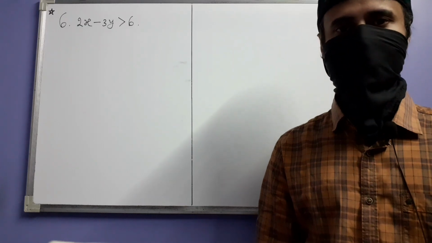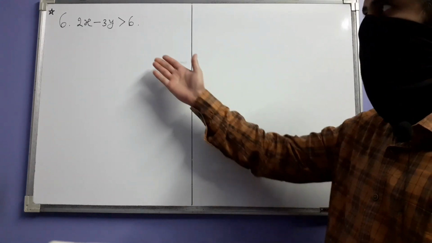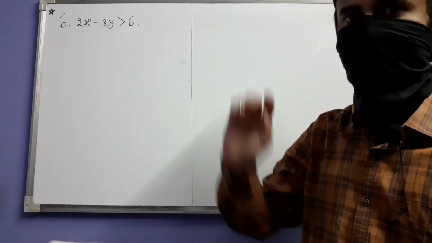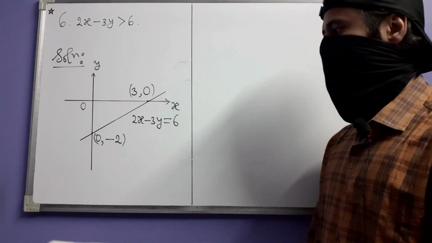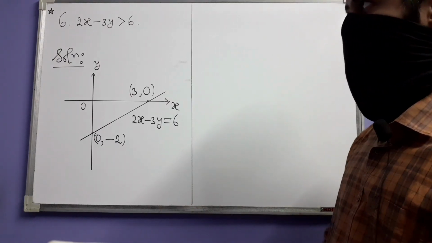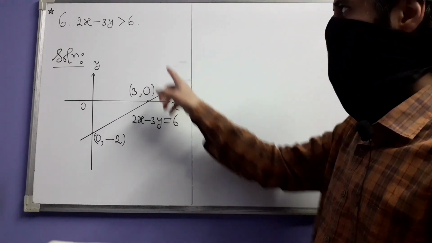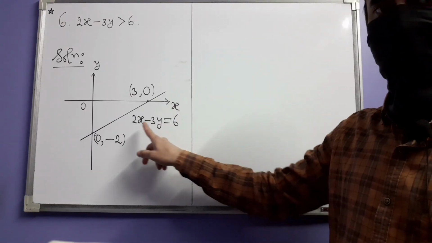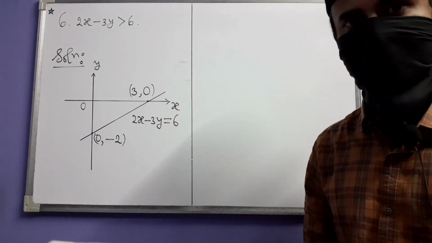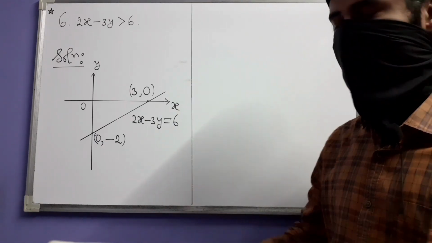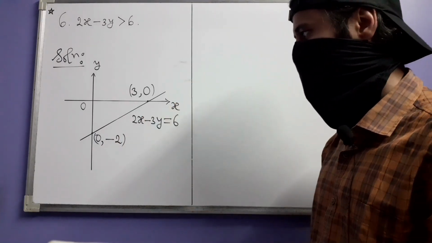So let's continue solving inequalities next with number 6, where the inequality is 2x minus 3y greater than 6. As usual, I am not going to write anything, I will just show the graph. So first, you recall, we replace this inequality with the equality 2x minus 3y equal to 6, and then we draw the graph of this equality, which will be a straight line, this straight line.